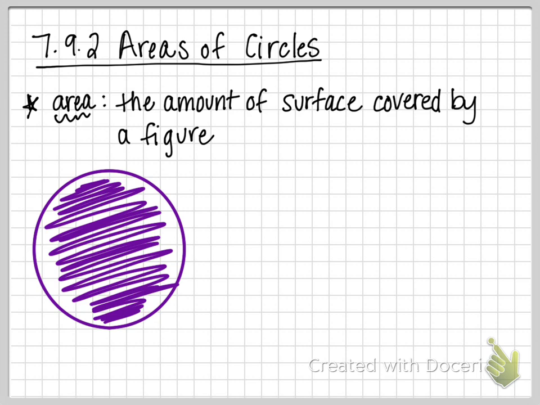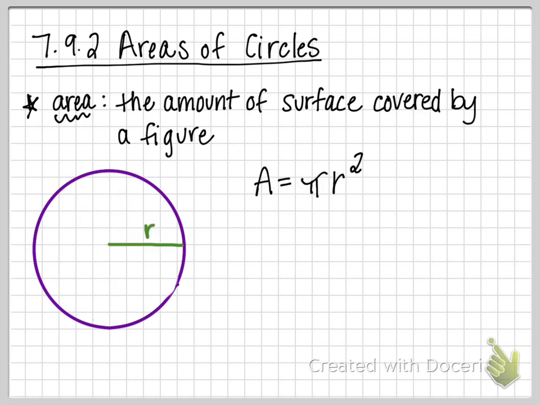So area in general is surface covered by any figure. Area of a circle is the amount of surface, so like flat surface, covered by a figure. So it's more encompassing, sort of both length and a width, so to speak, rather than just one part around the outside. So it's the whole part, including the middle, that the circle covers.